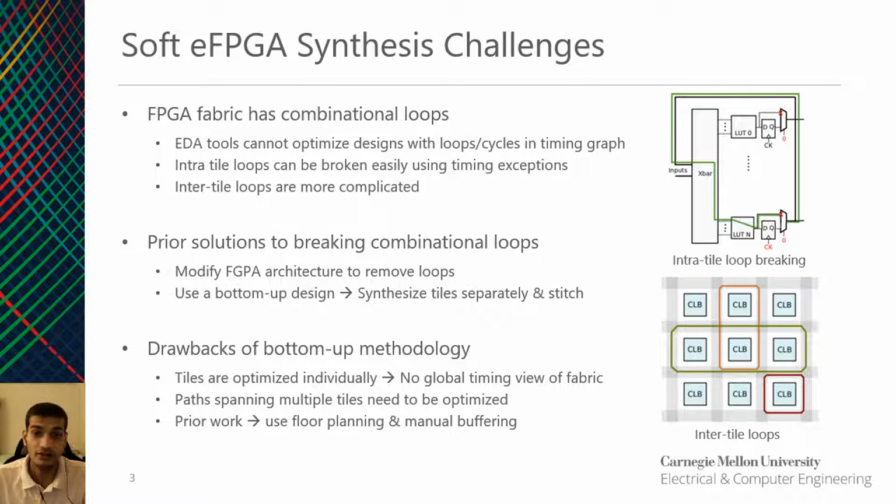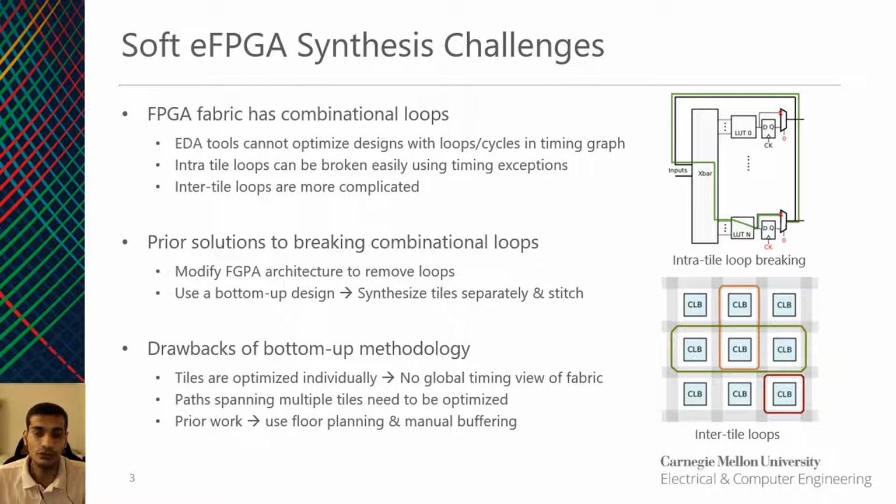The primary challenge with synthesizing FPGA fabrics using ASIC EDA tools lies in the large number of combinational loops created by the highly interconnected nature of the FPGA fabric. EDA tools cannot optimize designs with combinational loops as they create cycles in the timing graph. Loops formed inside of a tile can be easily broken by specifying timing exceptions for the EDA tools, but inter-tile loops cannot be easily broken as they are spread throughout the fabric and can span multiple tiles.